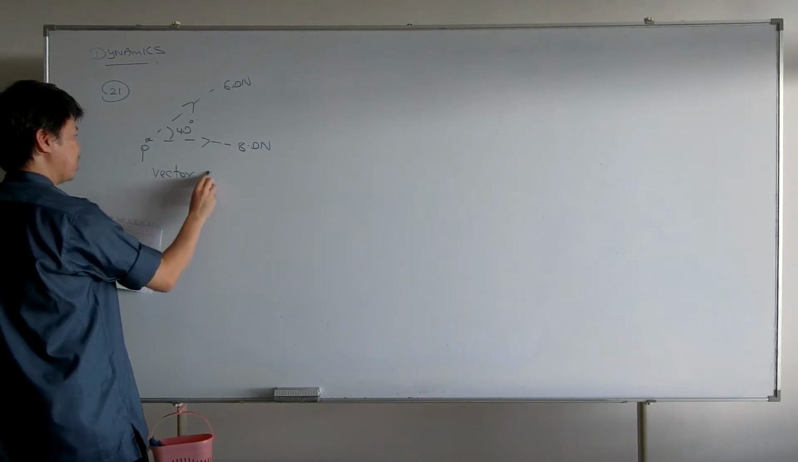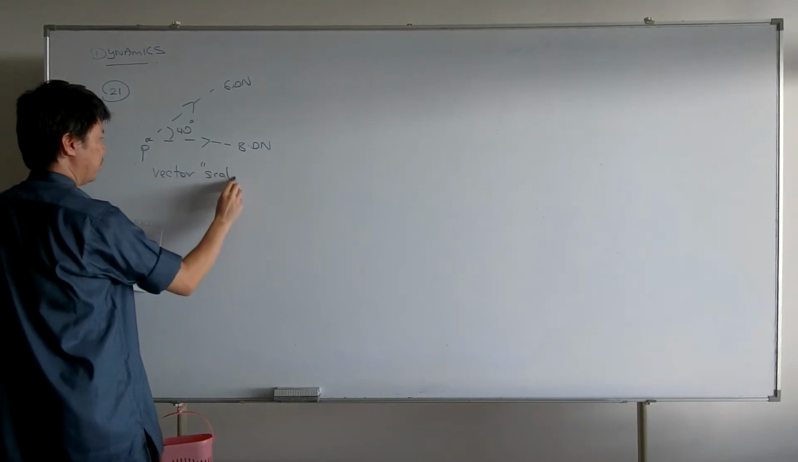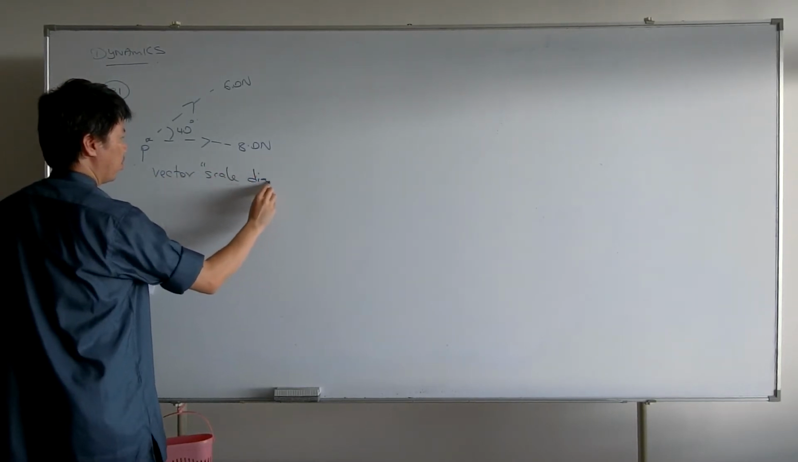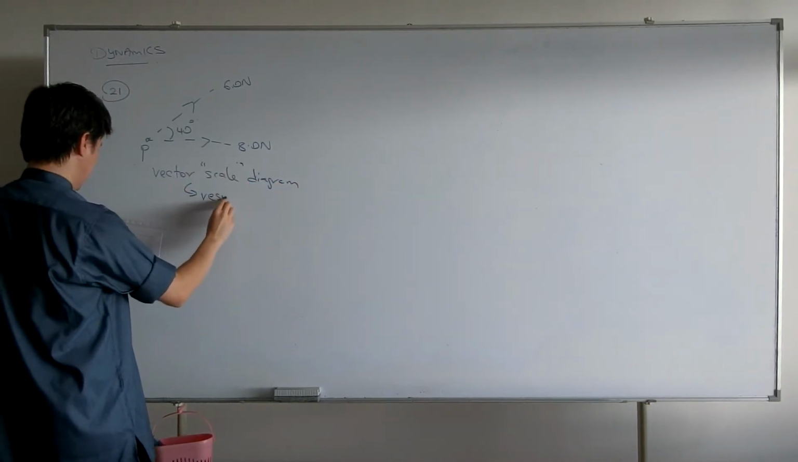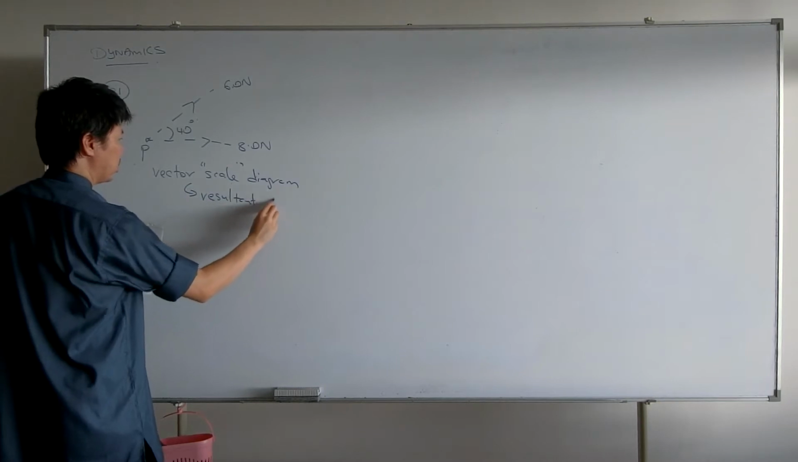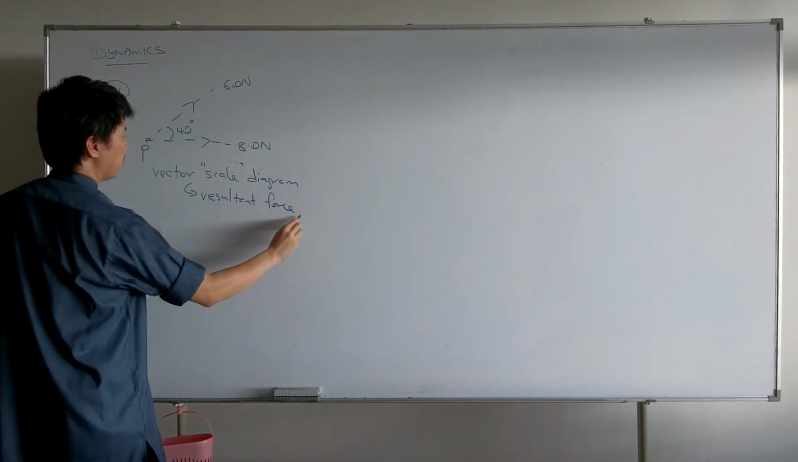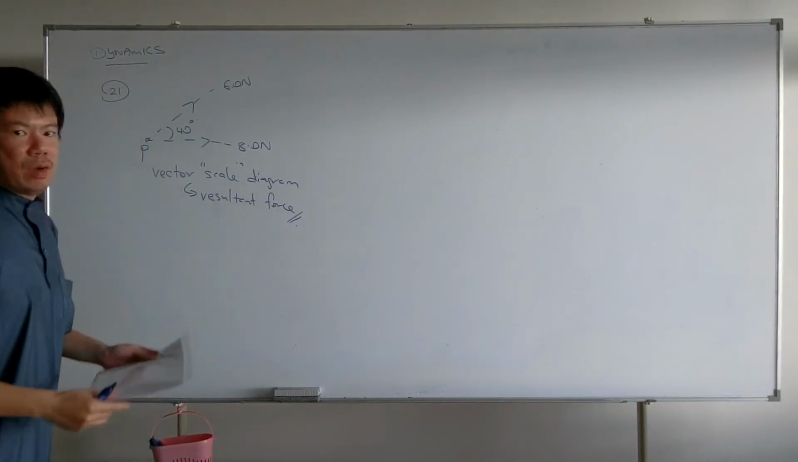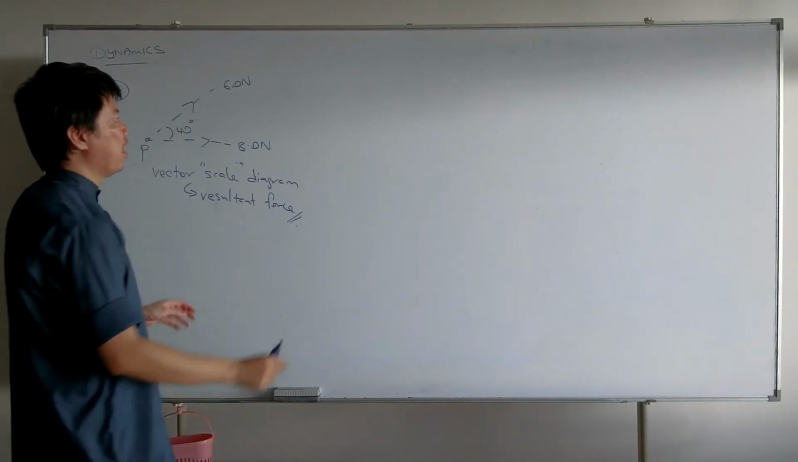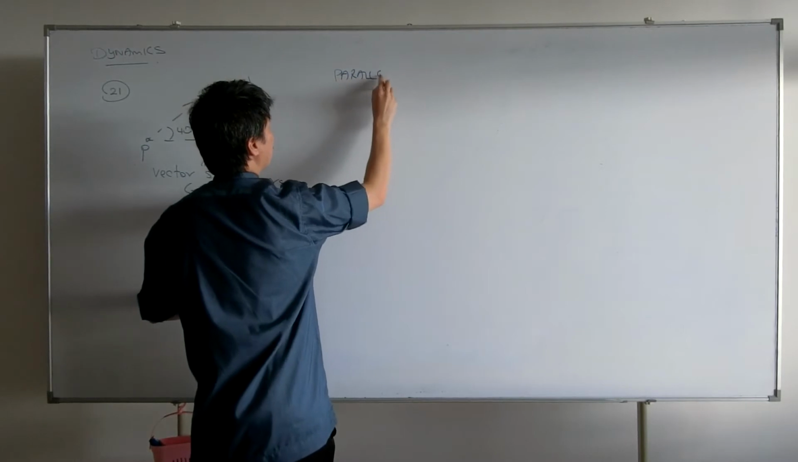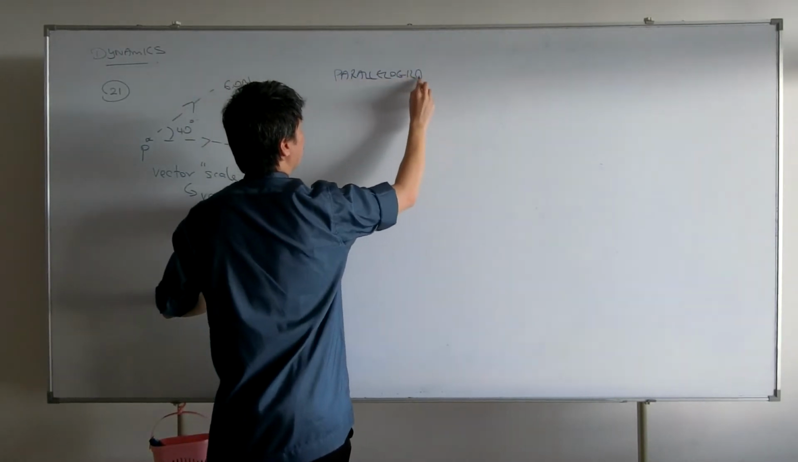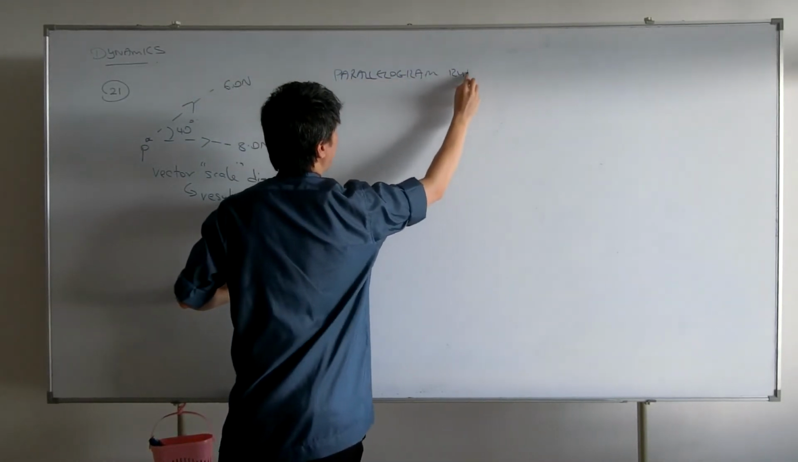In this case, I'm going to teach you how to draw a vector scale diagram in order to find the resultant force. This is called the parallelogram rule. This is something that you will need to know as well. What does the parallelogram rule mean?